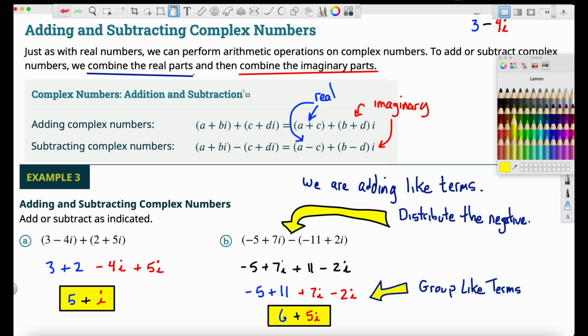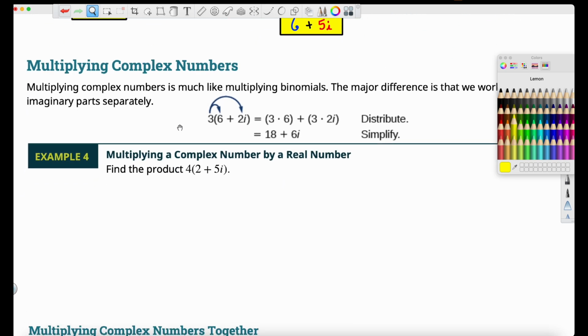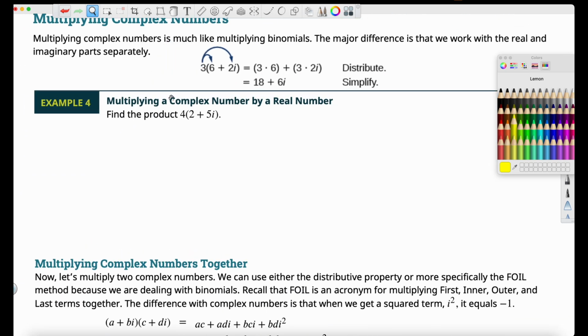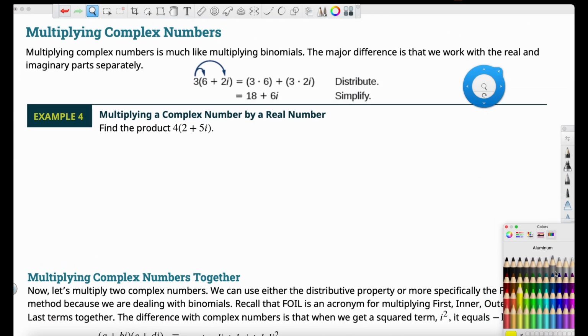Let's take a look at our next example. This time we're going to multiply complex numbers. And really, this is what we did all that work on multiplying polynomials. We just have imaginary numbers here and their rules that we're going to use. So let's multiply 3 into the quantity of 6 plus 2i. We just distribute and simplify.